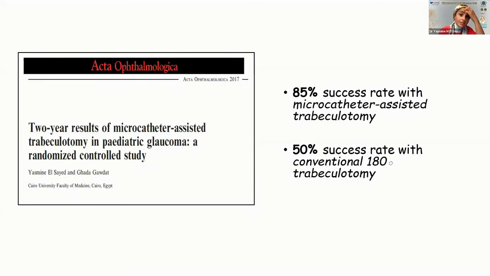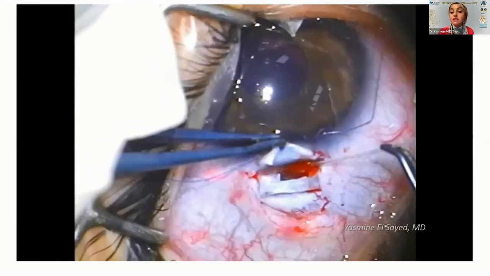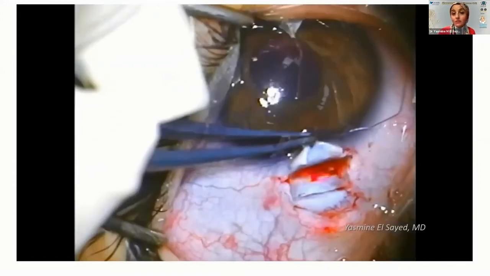As I said, a lot of studies have shown superiority of the microcatheter technique. In Abu Rish Hospital, we ran a prospective study over 2 years that compared the microcatheter-assisted trabeculotomy with the glucolite to the rigid probe trabeculotomy, the conventional 180-degree, and the success rates were 85% compared to 50% with conventional trabeculotomy. And that was not at the expense of a high risk of complications. None of the studies have shown a high risk of complications when treating the whole angle.